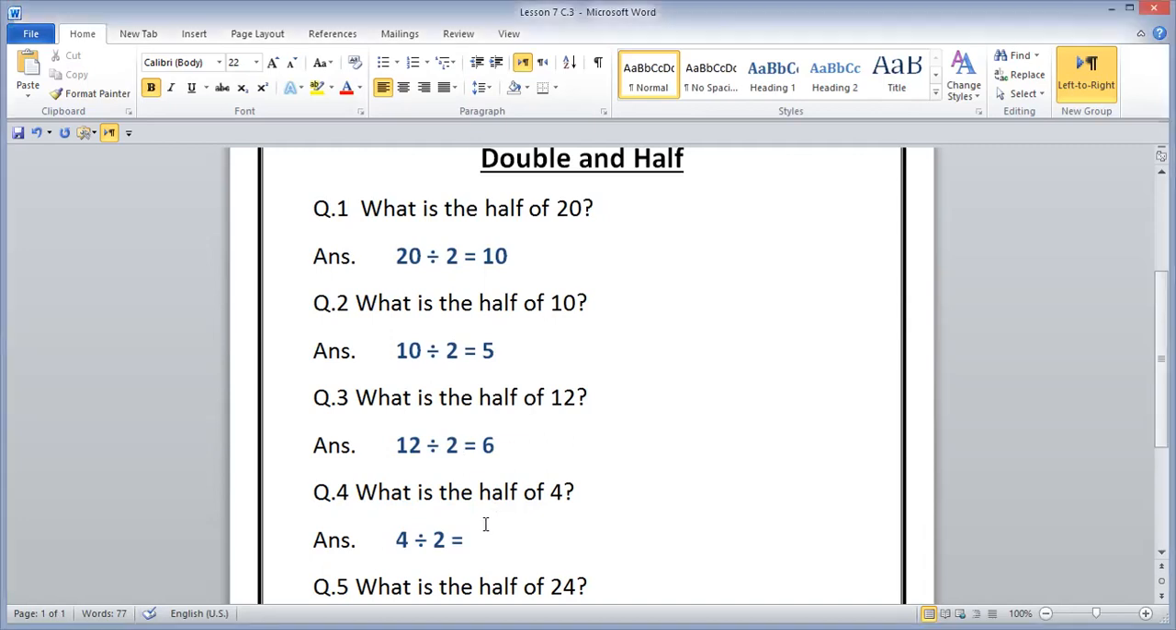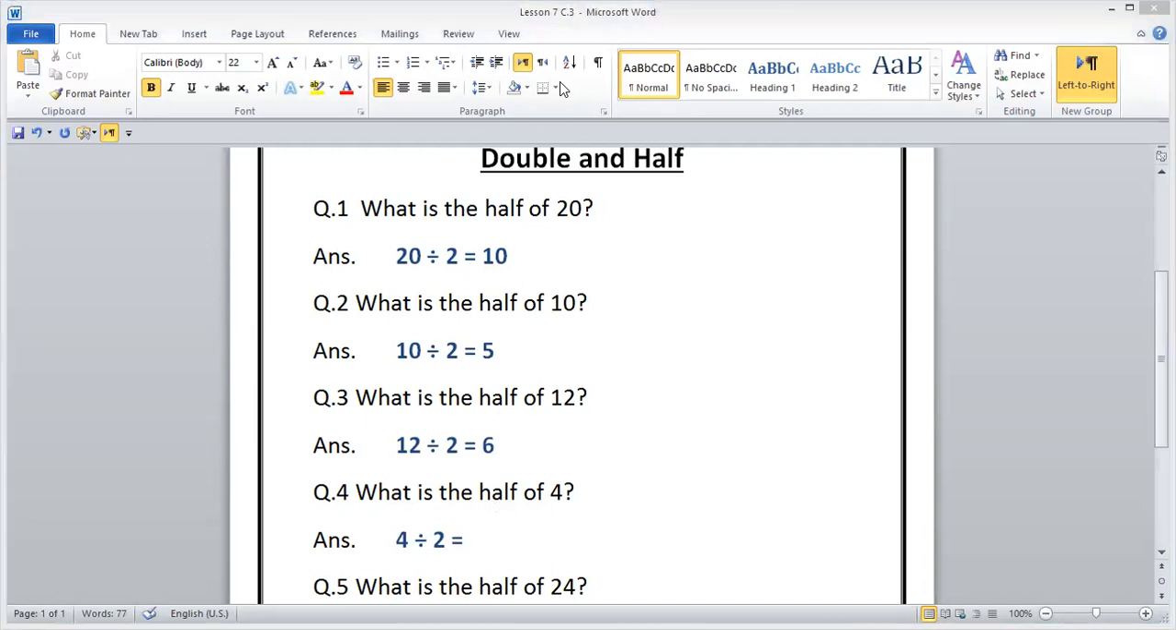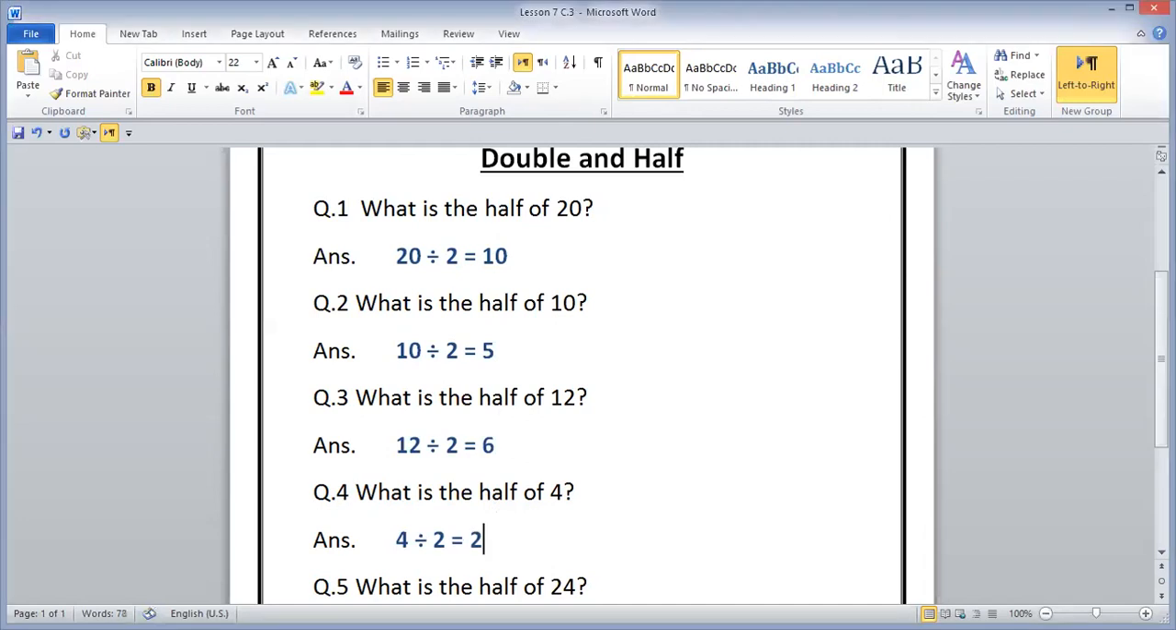So guys, half of 4 means you will divide 4 by 2. So 2 multiplied by what will give you 4? 2 by 1 equals to 2 and 2 by 2 equals to 4. So what is the half of 4? 2. Very good. Yes, two, sir. The answer is 2. The half of 4 is 2.